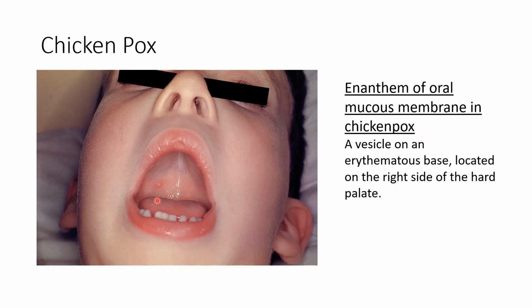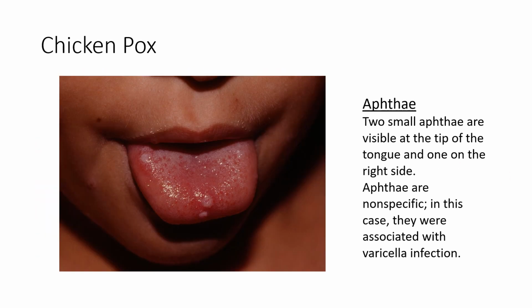Exanthem of oral mucous membrane in chickenpox: a vesicle on an erythematous base located on the right side of the hard palate. Aphthae: two small aphthae are visible at the tip of the tongue and on the right side. Aphthae are non-specific; in this case they were associated with varicella infection.